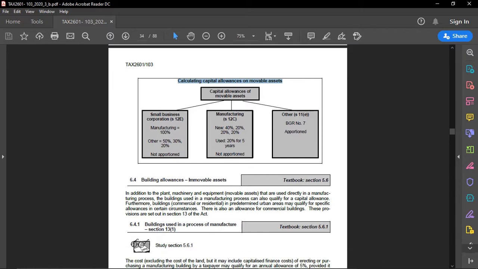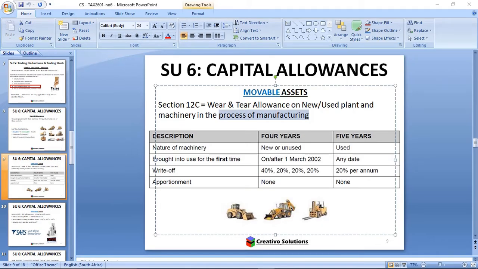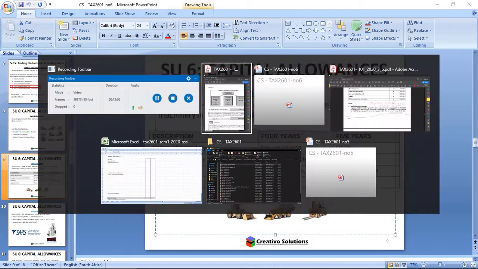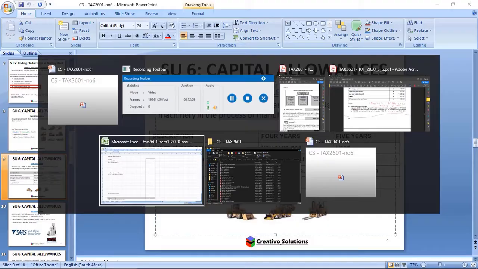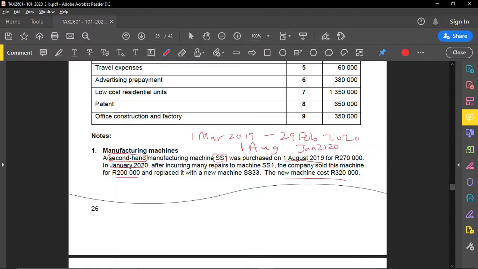All right, are we an SBC? Yes, we are. Manufacturing is applicable, but obviously for normal businesses, new and used. So if we go and look at the question, where's the question here? No, that's my workings. There's the question. Second-hand vehicle, machine, not vehicle. Sorry, I said vehicle. Machine, SS1.